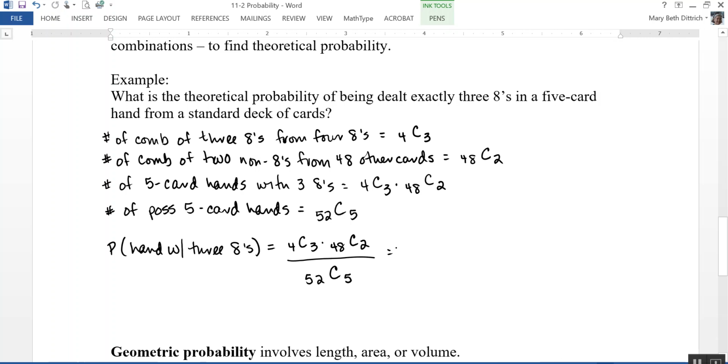So I'm going to plug those numbers into my calculator, and I'm going to get 4 times 1128 on top over, oh wow, this ends up being 2,598,960. And then when I do the multiplication and division on my calculator, I get 0.0017, which is approximately equal to 0.17%. So a very low probability of getting three 8s when you're dealt 5 cards.